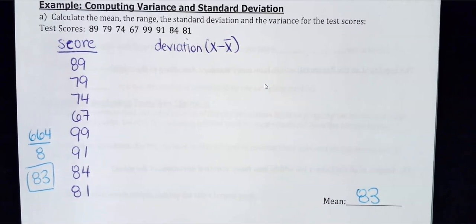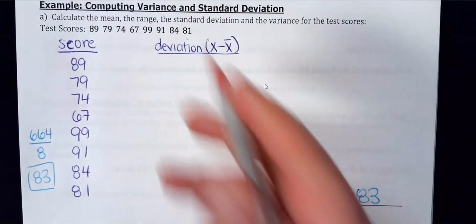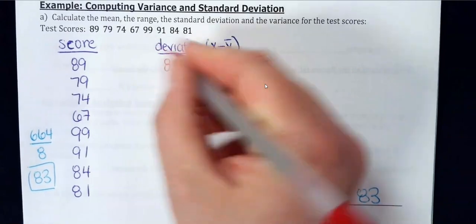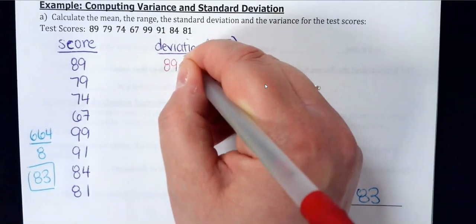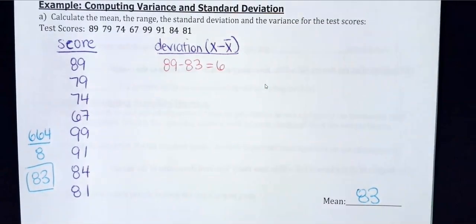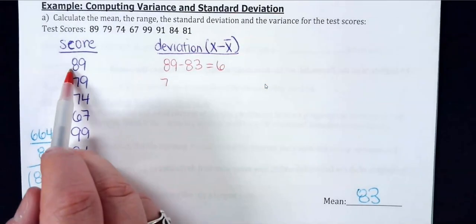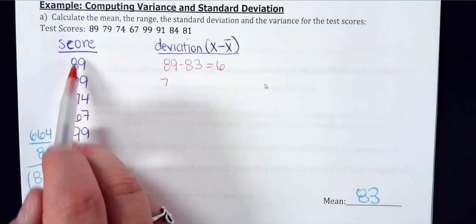Okay, now all you're going to do to calculate a deviation is take your test score, whatever it is, and subtract the mean. And sometimes that number's negative. That's completely fine. So my deviation for that test score of 89 is 89 minus 83, which would just be 6. So the deviation would be 6 from the mean there. It's the data value minus the mean.